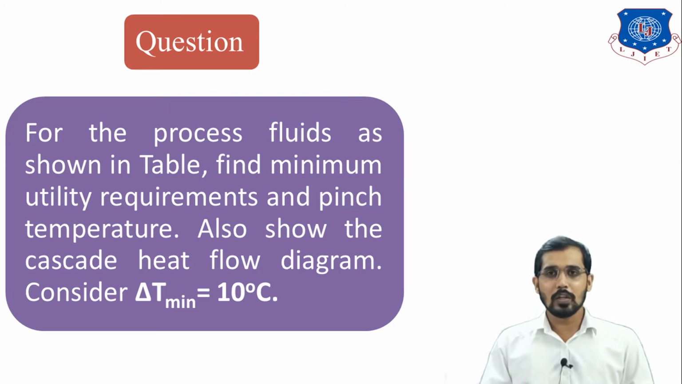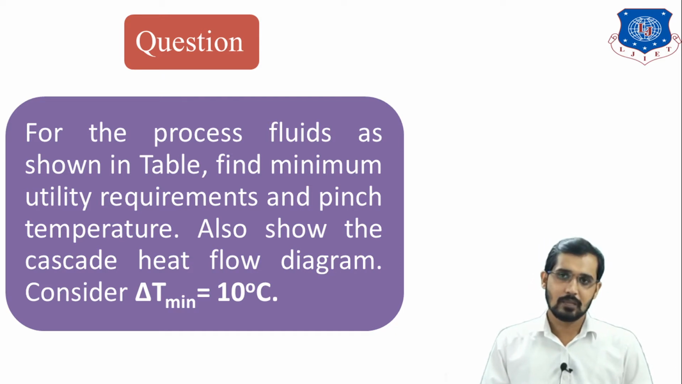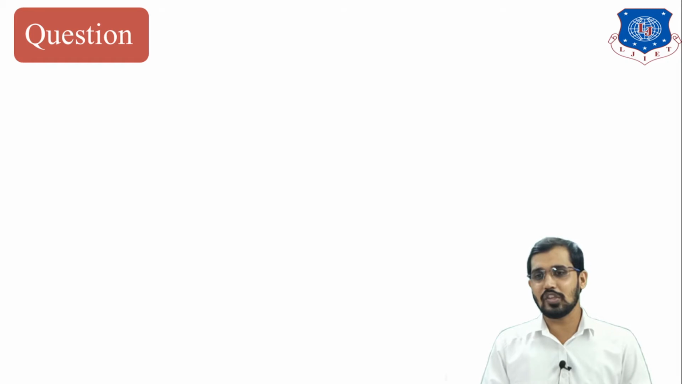Now according to this question, you have to find minimum hot utility requirement and minimum cold utility requirement. After that you also have to show the cascade diagram. I will introduce you to the cascade diagram as well in the next slide. So here delta T minimum is also given, that is 10 degrees Celsius. Now we will see how to solve this question.